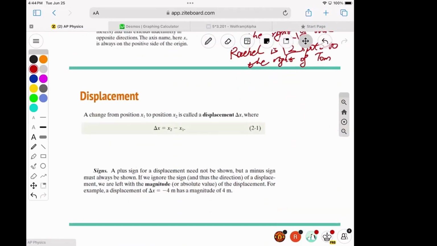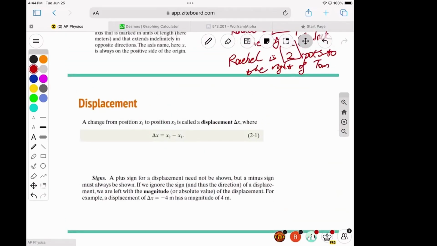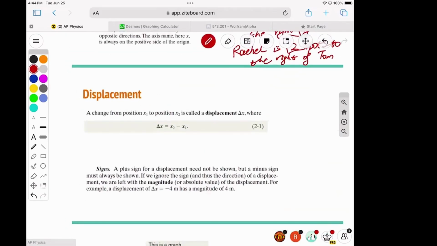Now, displacement. A displacement is defined as a change from position 1 to position 2. So it is always a difference. You can never have an absolute displacement. You're always having displacement from one point to the next. And therefore, displacement, defined as delta x, is x2 minus x1.